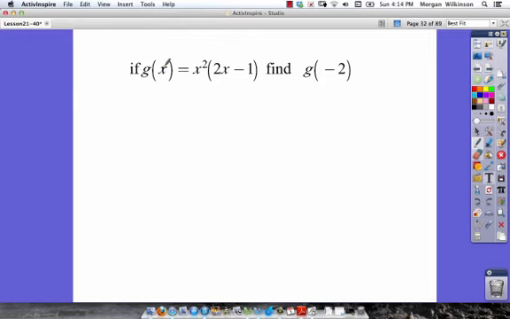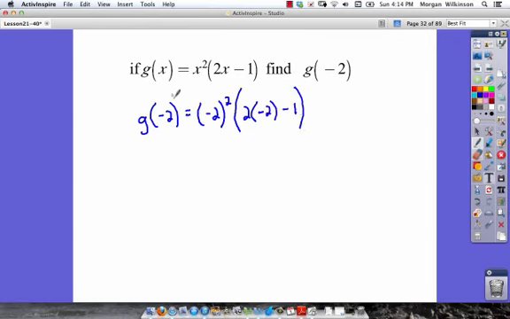Okay, if g of x is equal to x squared times 2x minus 1, find g of negative 2. So what I want to do is I want to find g of negative 2. So everywhere I saw an x previously, rather than having x's all the way across, I'm going to have negative 2's all the way across. We've got 2 times our x value, which is negative 2, minus 1, and now we can go ahead and solve.